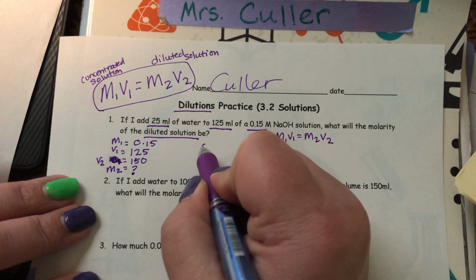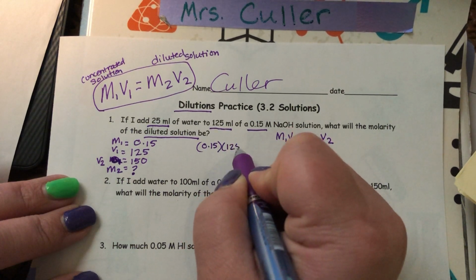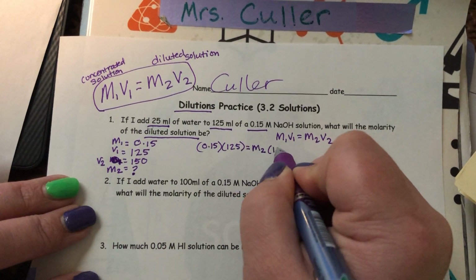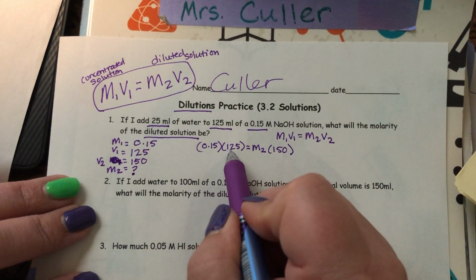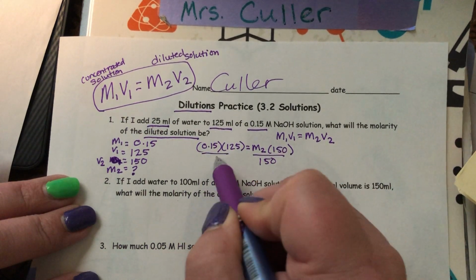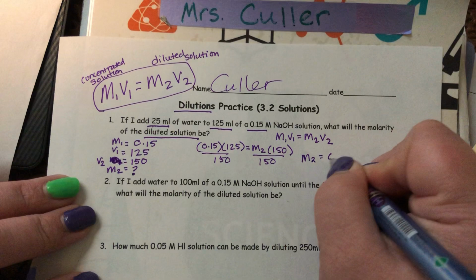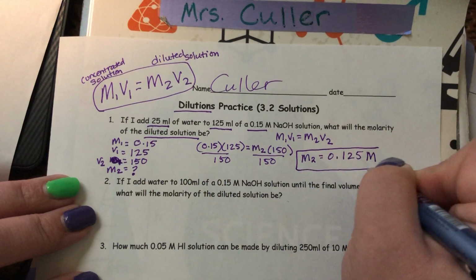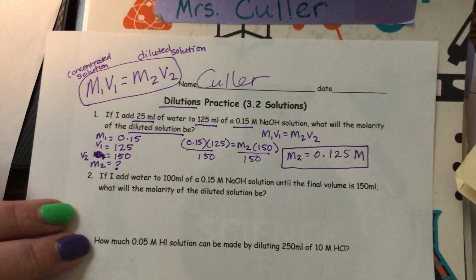So M1 times V1 equals M2 times volume 2. You multiply these together, and then you have to divide by 150. If I'm not mistaken, my M2 should be 0.125 molarity. Check me if I messed up my math. Okay, all right, let's work number 2 real quick.